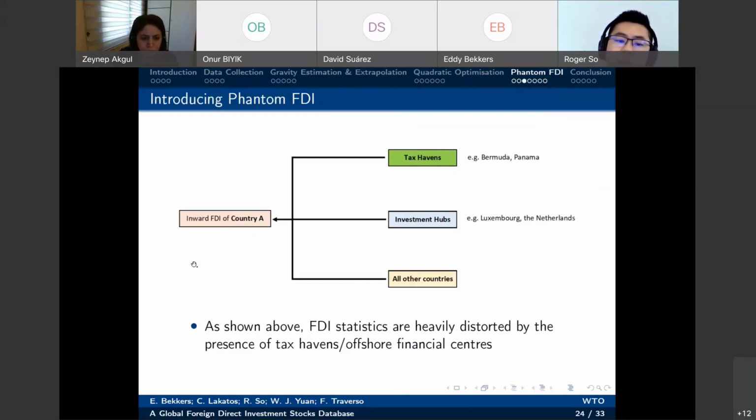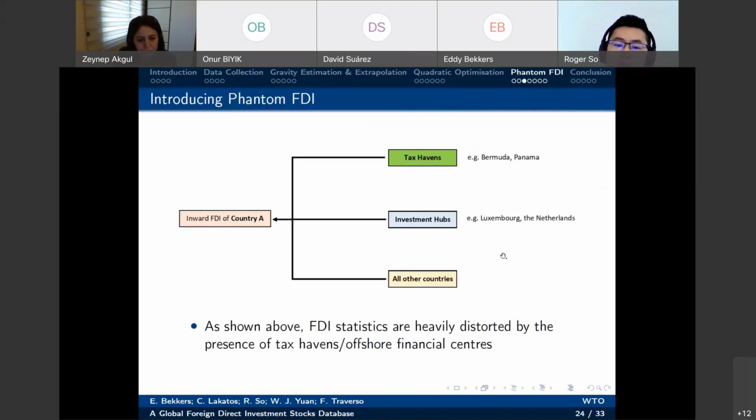Suppose you have a country, inward FDI of country A that are coming from a traditional tax haven, such as Bermuda or Panama. You can think that investment from these sort of regions is not really from these tax havens, but rather from some other countries. This is also the same for investment hubs, such as Luxembourg, Netherlands, or Hong Kong that I've described earlier. Although they have a lot of phantom FDI, these are still major economies, so you would think that some of the FDI are legitimate, but definitely not all of them.